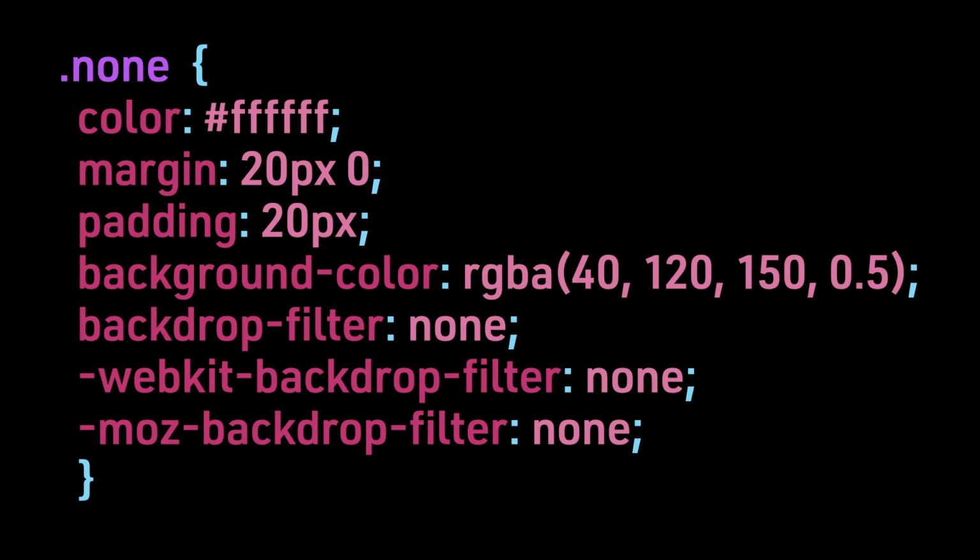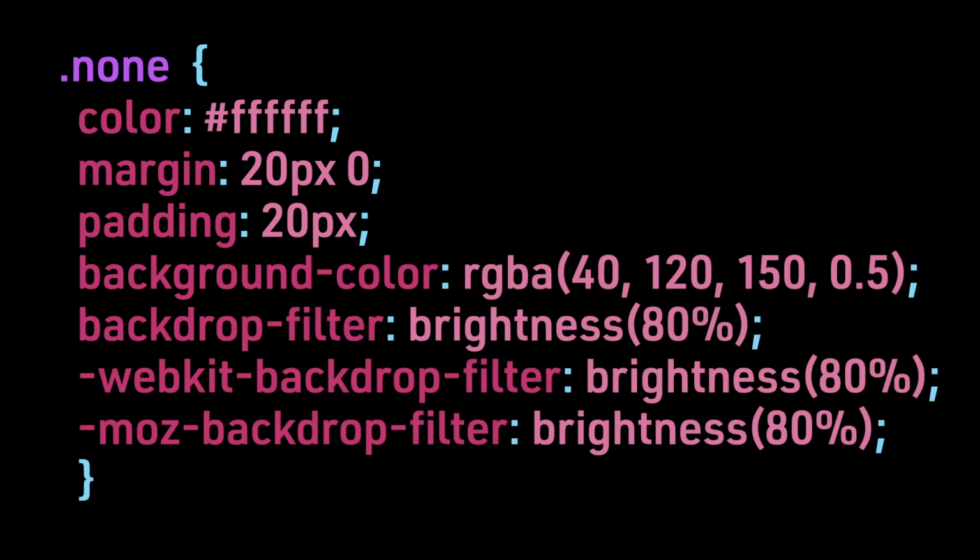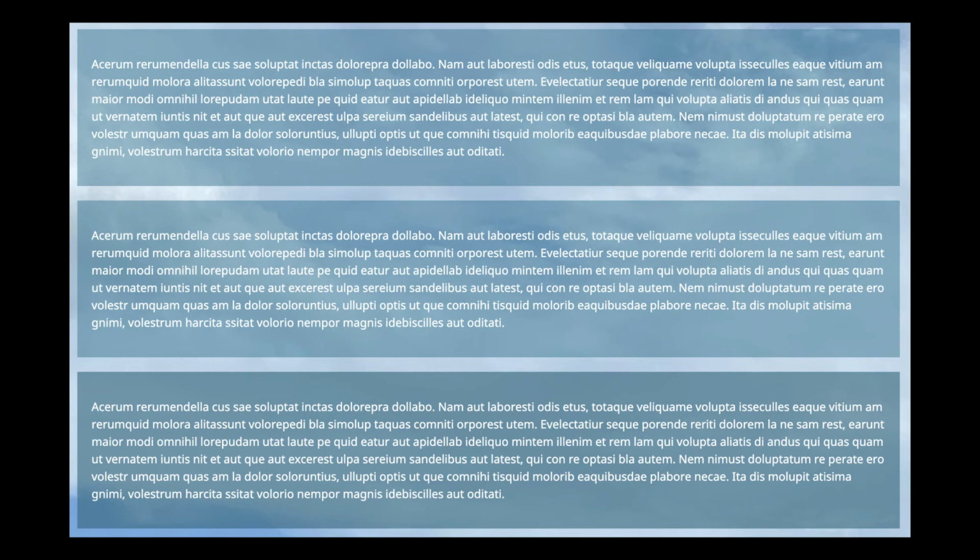The first option is a backdrop filter set to none. We're using our prefixes to help the Safari and Firefox browsers recognize the property. Next, we look at blur. And the third option is brightness. Note that we are only changing the code of the backdrop filter property. It is a little difficult to see the differences in these options, especially with a cloud background, but the third, brightness, is clearly darker than the other two.